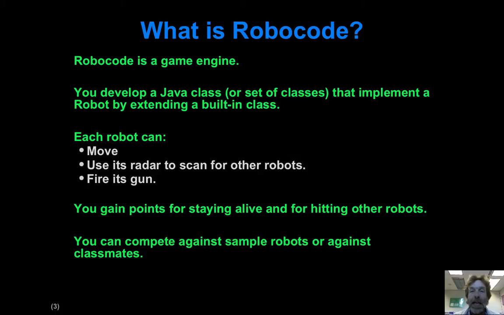There are three basic behaviors for a Robocode robot. It can move, it can use its radar to look for other robots on the battlefield, and it can fire its gun, hopefully at other robots, although as you'll see, it's very easy to fire your gun and not do anything at all. You gain points for various things. Not dying is a good way to win points, and also successfully hitting other robots.